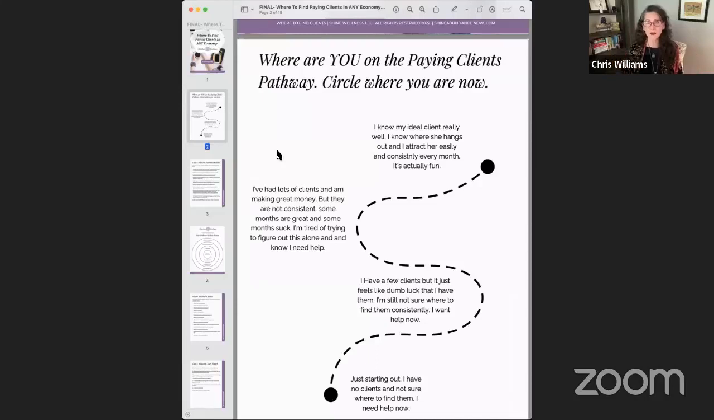This is about giving you an opportunity to find out where you are and where your paying clients are, what it is that they're looking for, how to bring them consistently into your ecosystem, and how you can actually invite them to work with you in a way that feels really good.